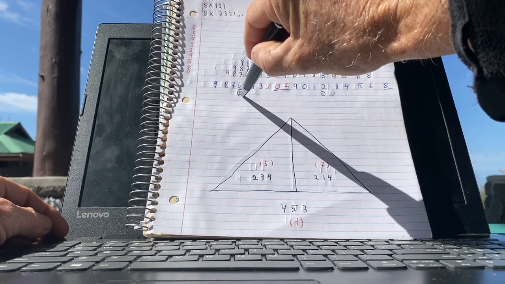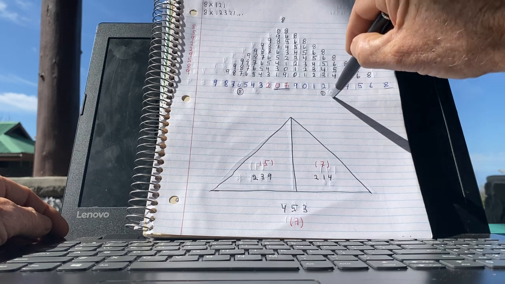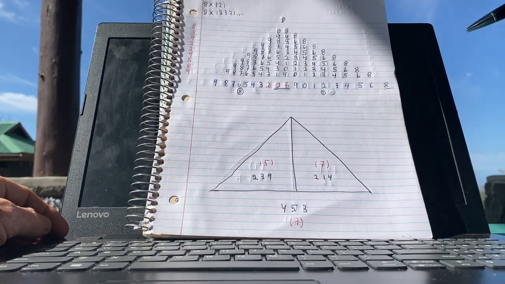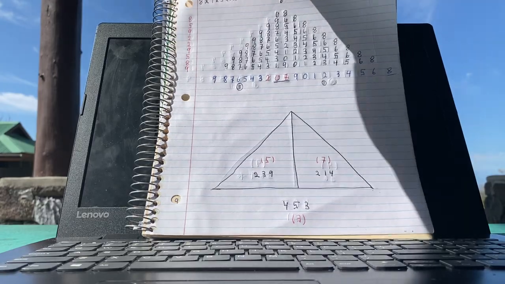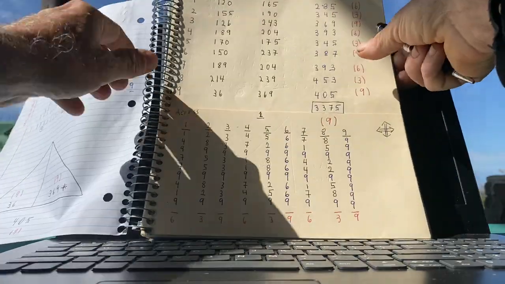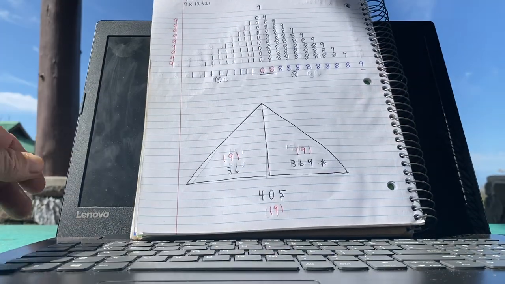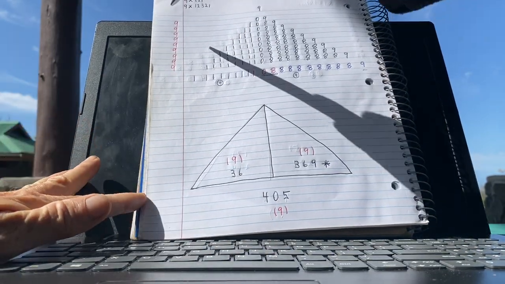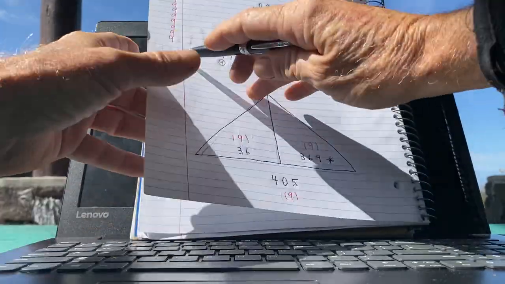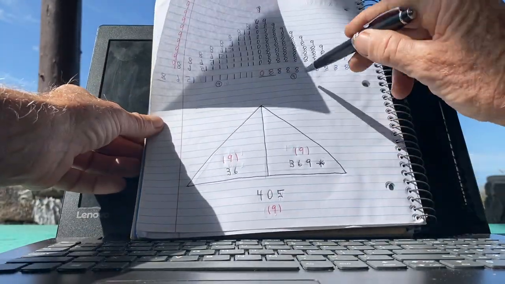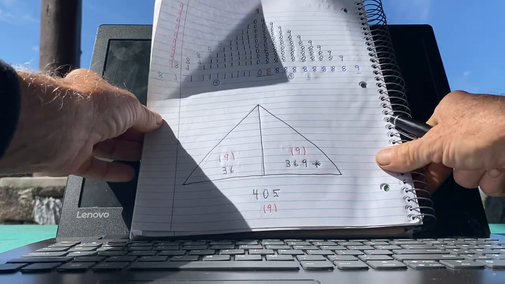How much plus 8 equals 9? 1. If this is an 8, this is a 1. 1 plus 8 equals 9. This is a 9, this is a 9, this is a 9, this is a 9. If this is a 9, then this is a 9, because 9 and 9 is what makes 9.